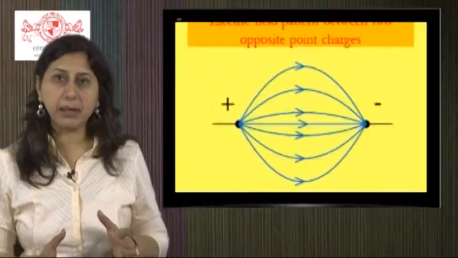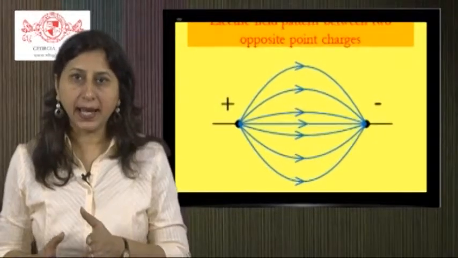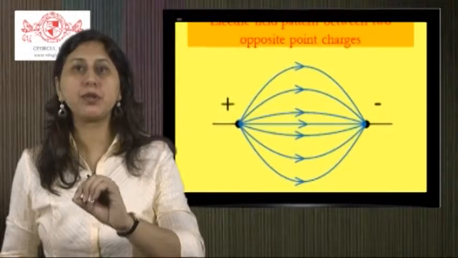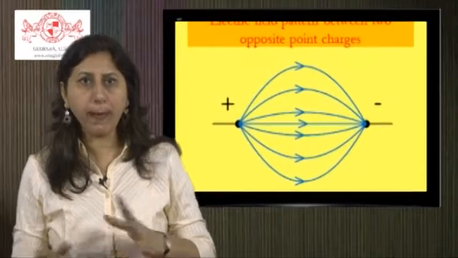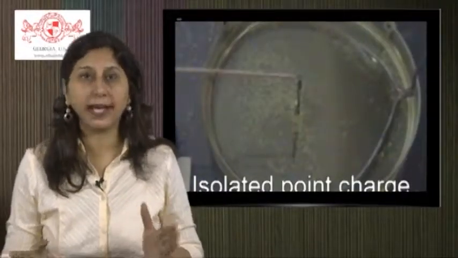Finally, simulate the electric field lines between the two parallel plates. The seeds sprinkled in the oil align due to the electric field and show parallel lines between the two electrode plates. This diagram represents the electric field pattern between the two elongated plates.